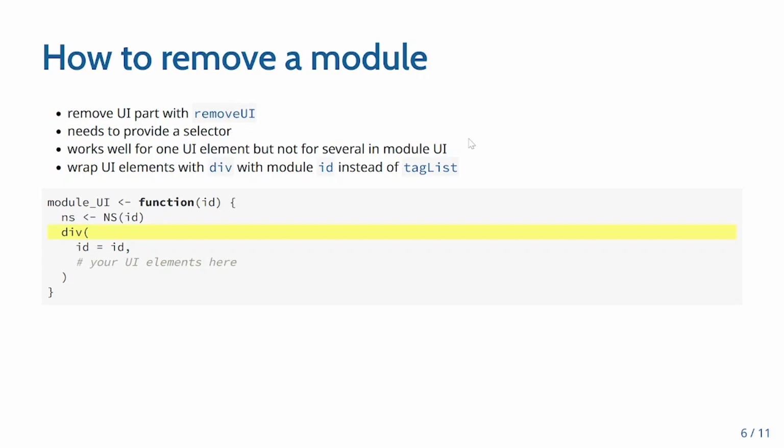One solution for this is to change how we wrap these module UI parts. Usually here you would use a tagList, right, to wrap all your UI elements. But what we can do instead, as I've shown here, is to use a div. And we can give this div an ID, and as the ID, we just use the module ID. Then it works when we want to use this to remove a module. Let's see how this looks in the app.